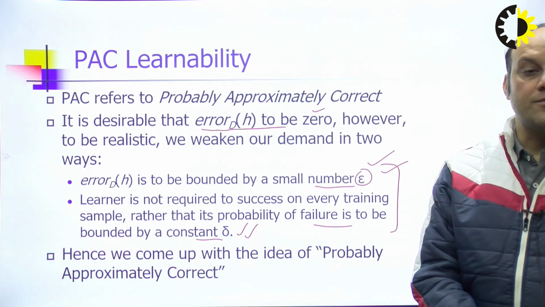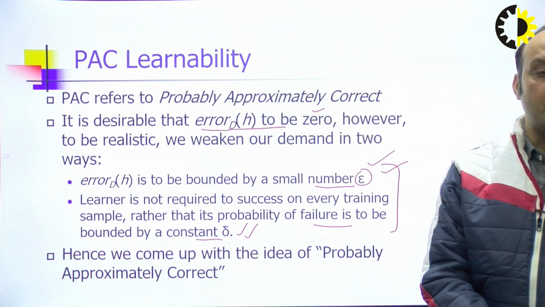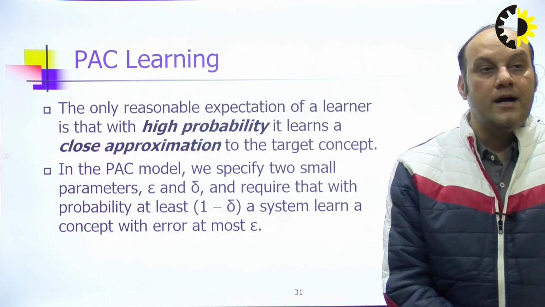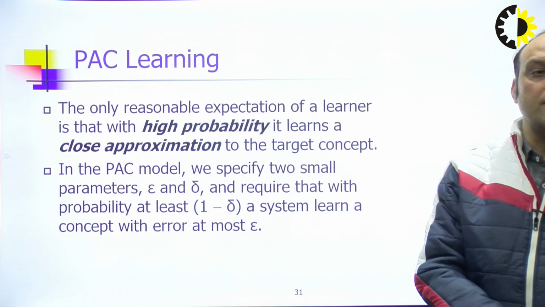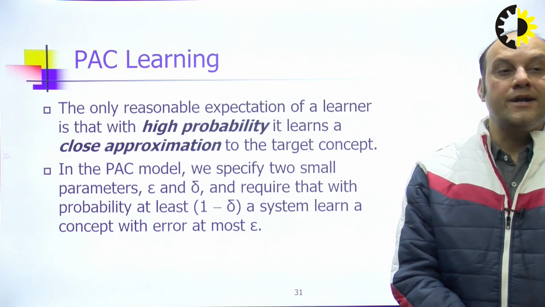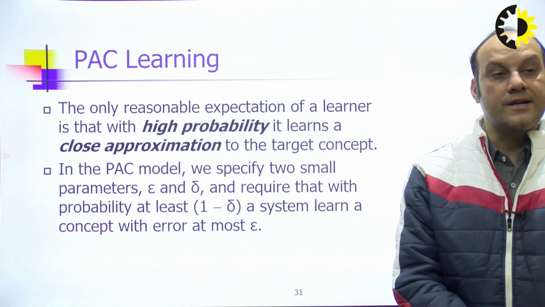Okay, so hence we come up with the idea of probably approximately correct. And in PAC learning, the only reasonable expectation of a learner is that with high probability it learns a close approximation to the target concept.